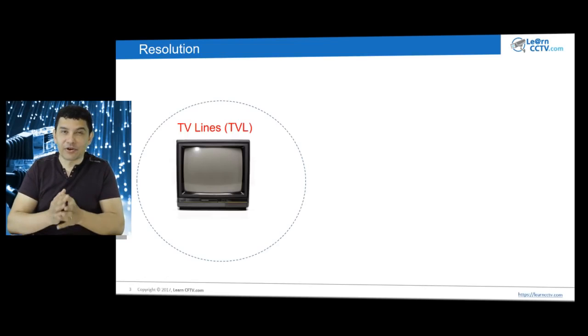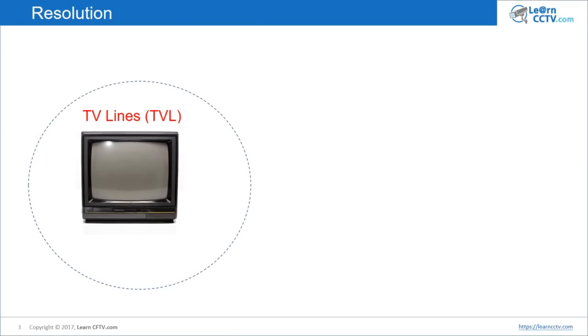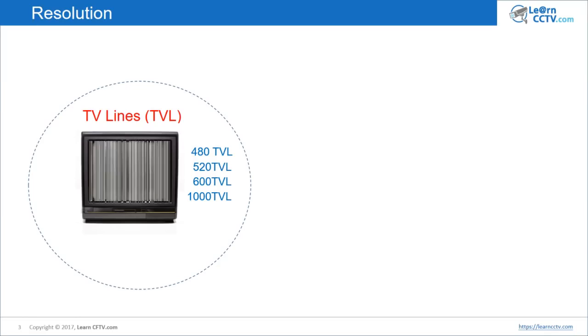TV lines are very important because when you buy a camera, an analog one, a traditional one, and also buy a monitor, you're talking about TV lines. Let's say, for example, you buy a camera with 480 TV lines, with 520 TV lines, 600, 1000 or even different resolution. It's also the same with your monitor. You can buy your monitor with different resolution in TV lines.